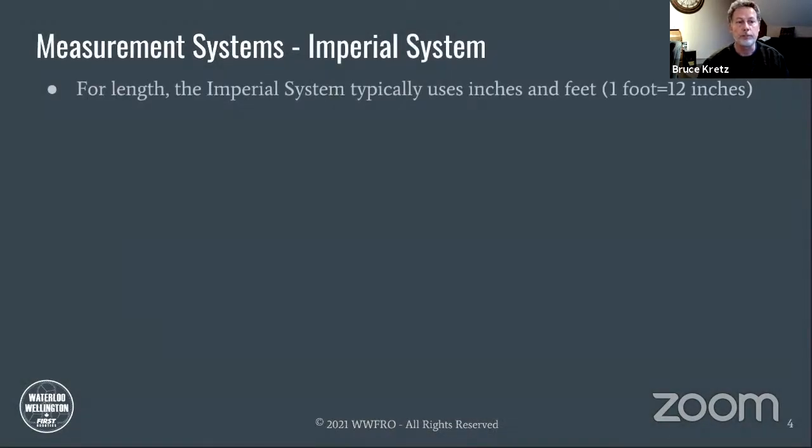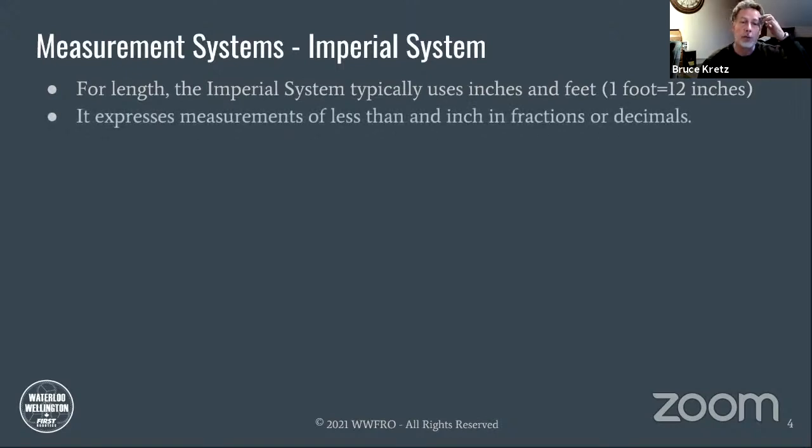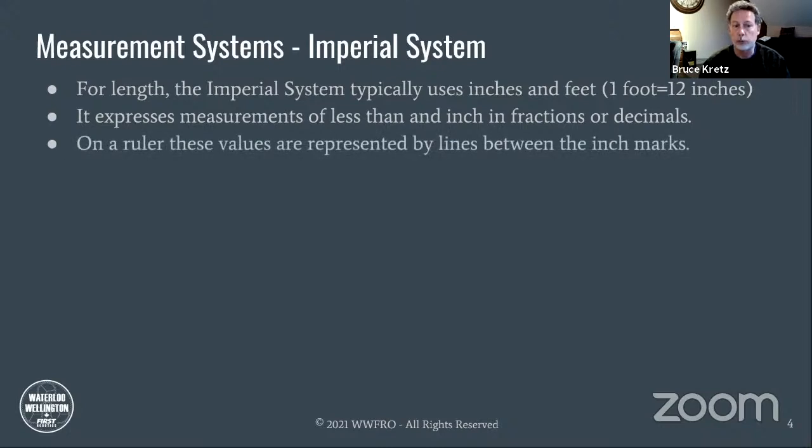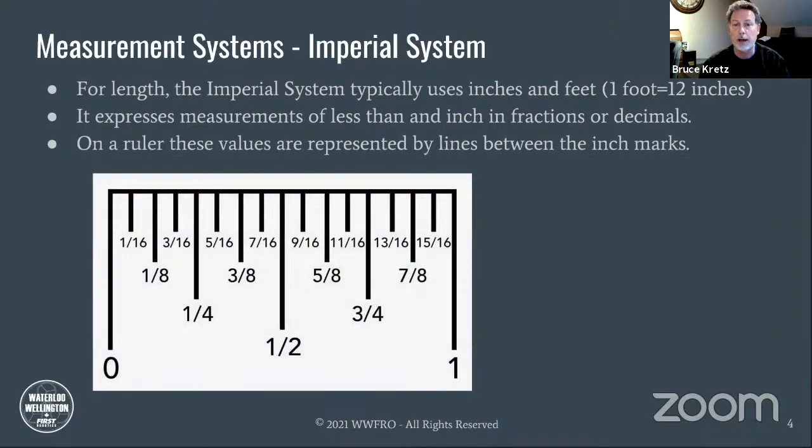So the imperial system, for length, typically uses inches and feet. 1 foot equals 12 inches. It expresses measurements of less than an inch in fractions or decimals. On a ruler, these values are represented by lines between the inch marks. So here in the representation, we have the longest line being 0 to 1. So that would be a 1-inch measurement. And then we divide it into fractions.